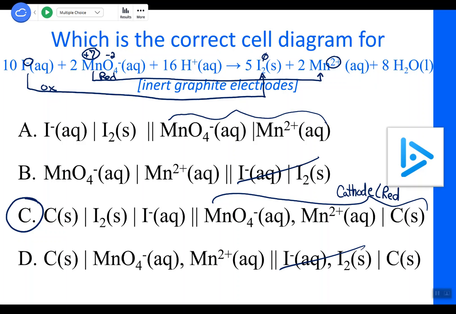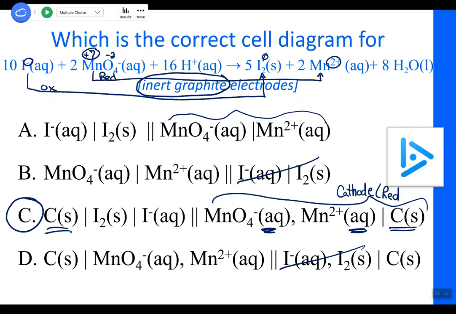But then we have to see if there's a solid electrode that can conduct electricity. We have aqueous and aqueous species, and we have the hint of inert graphite electrodes. So we need to add the carbon solid graphite electrodes to the outermost points of this cell diagram. Okay, so that's how we chose C.